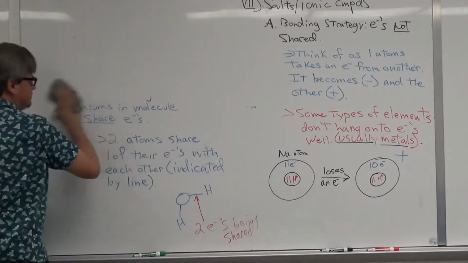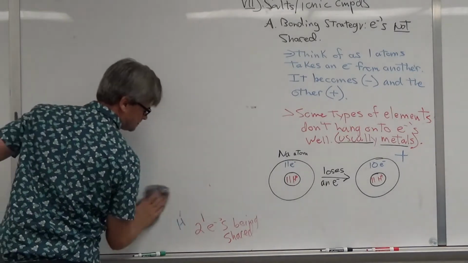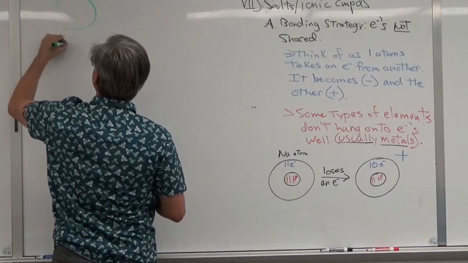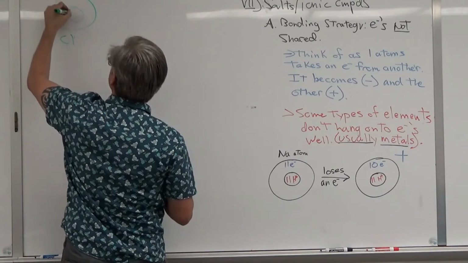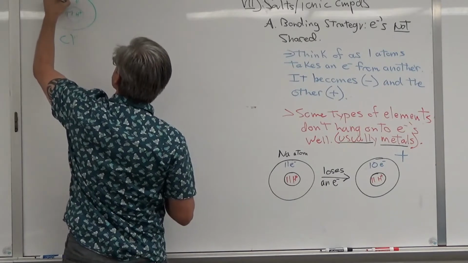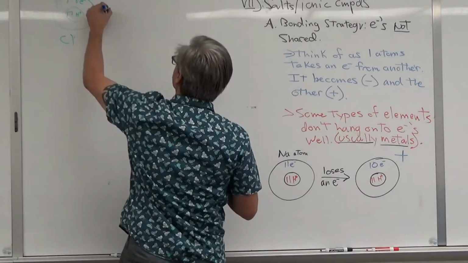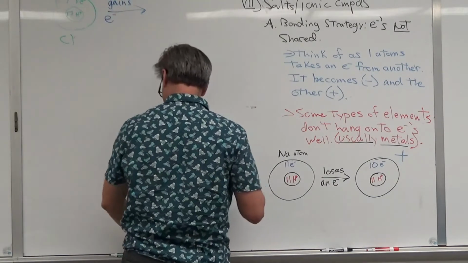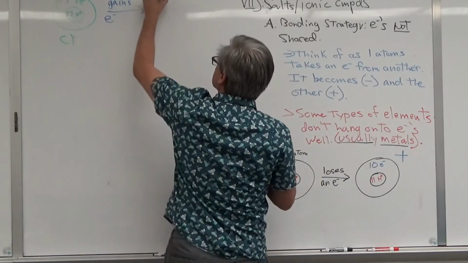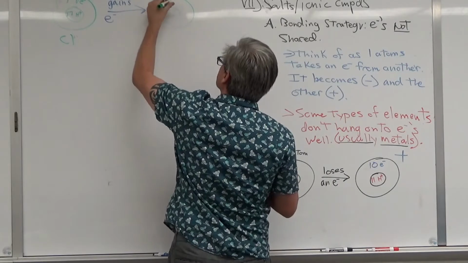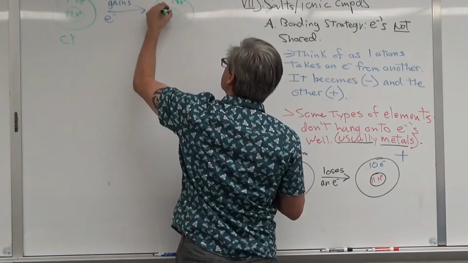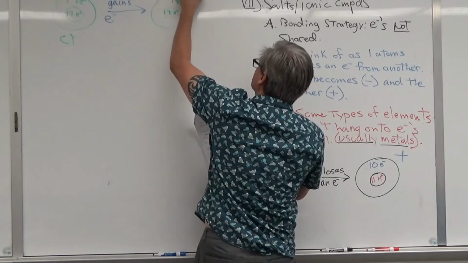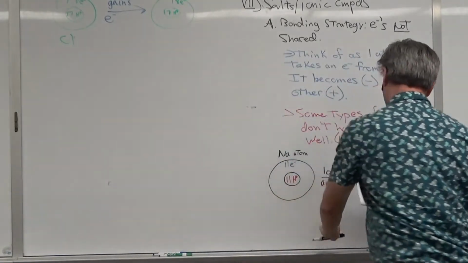Likewise, the same thing could happen to chlorine. Chlorine has 17 protons and 17 electrons. It gains or steals an electron, so that it now becomes 18 electrons buzzing around, but there are still 17 protons in the core, so this becomes negatively charged. And then they're attracted to each other.